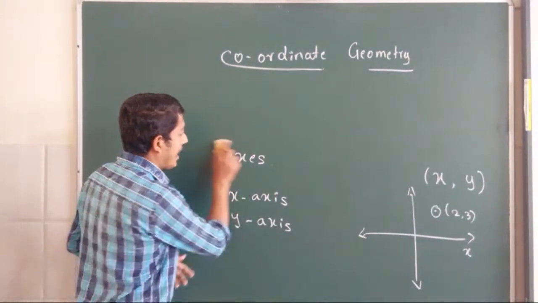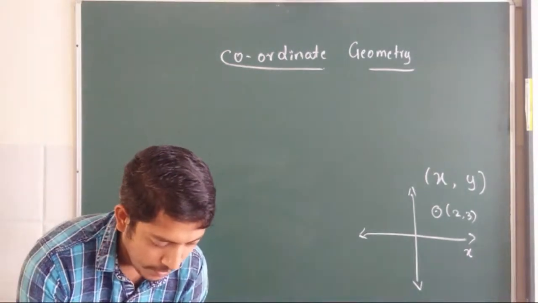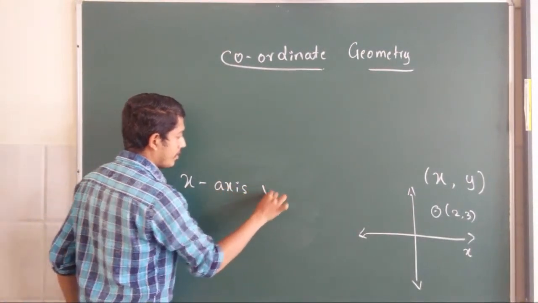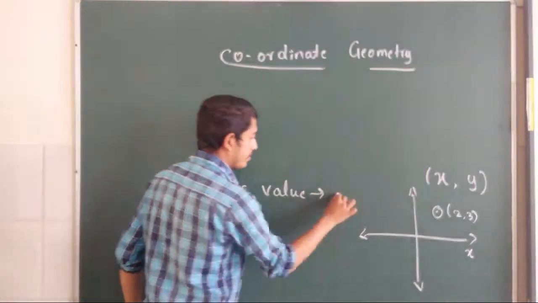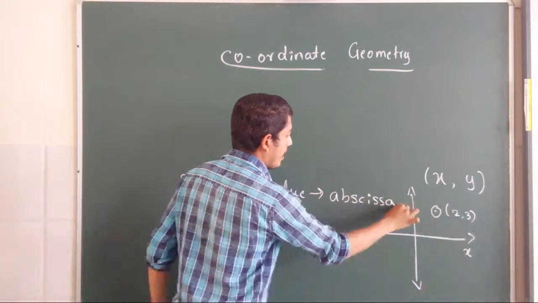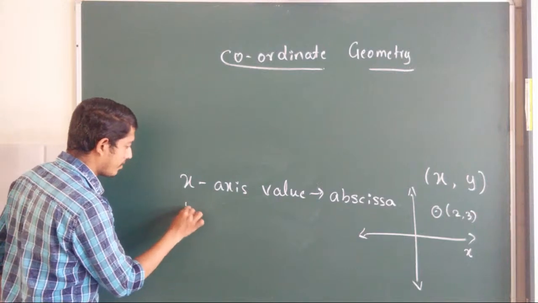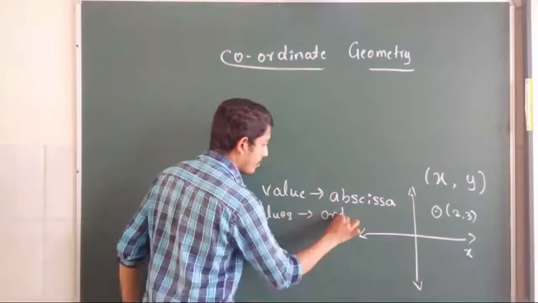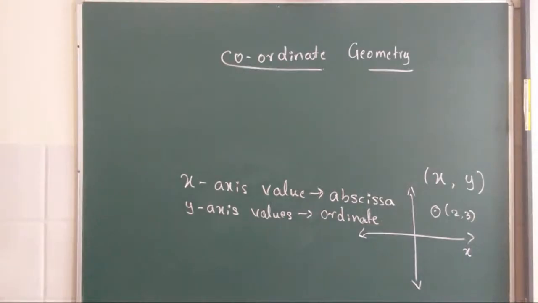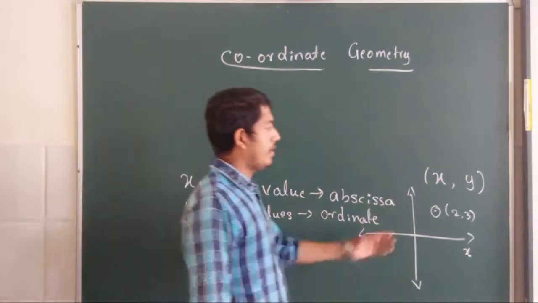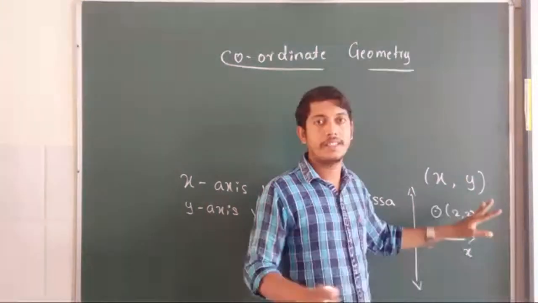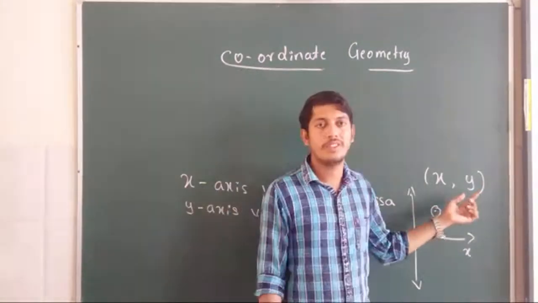Here the x-axis value is known as the abscissa, and the y-axis value we call the ordinate. First, in the bracket, we represent the value which is present on the x-axis, and second, we consider the value which is on the y-axis.